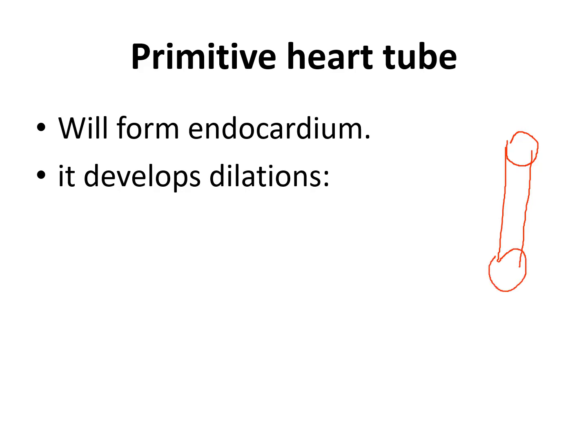If you look at this, we can assume that the blood enters through here and goes out through here. Okay, so this is a heart tube, and this heart tube will be in a pericardium. The part which receives the blood will be called the venous end, and this is the arterial end. These parts are supposed to form the atria and the ventricles, but here it is just a tube.